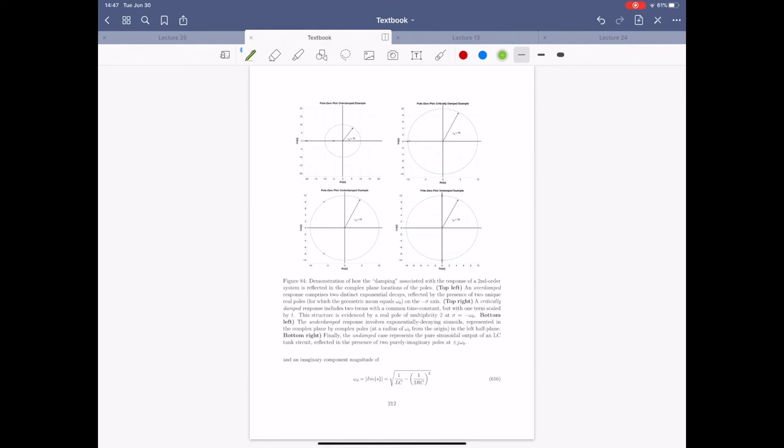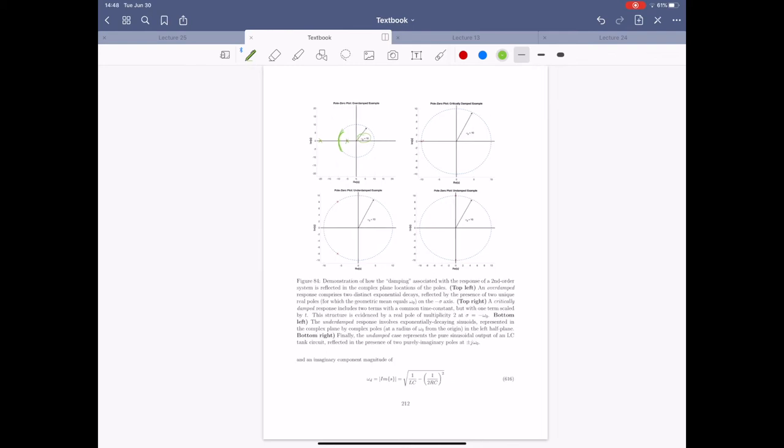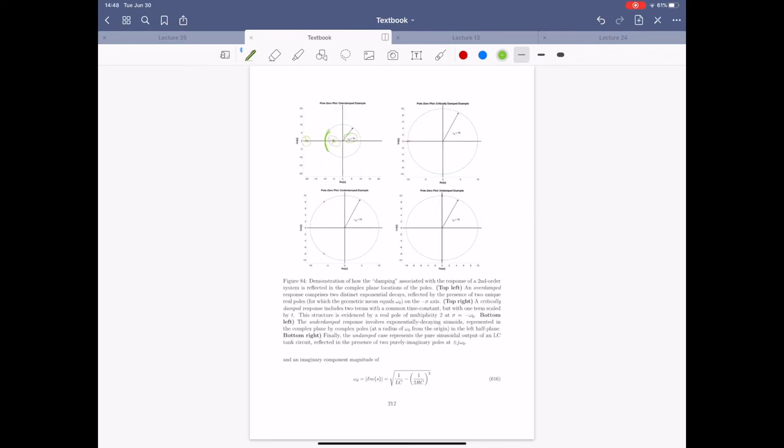And at omega naught equal 10, you can see our two roots here. And our omega naught is running through the geometric average of these two. Okay, and then when our two things come together, right? When these two come together, they meet right at omega naught.